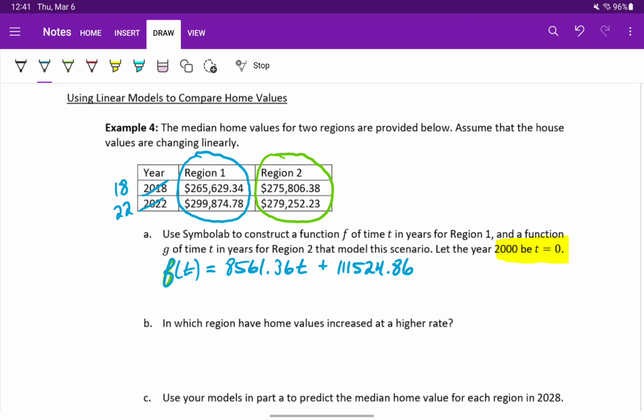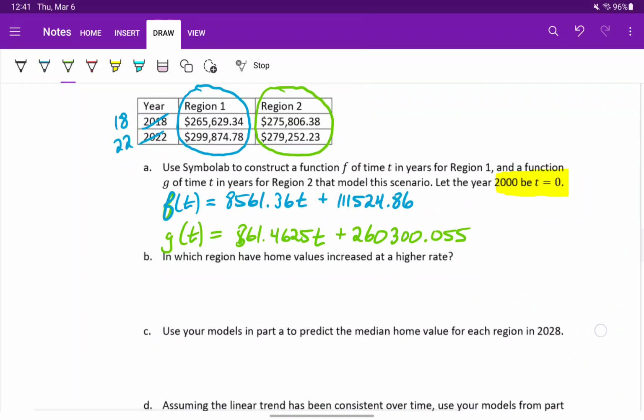Then we would repeat that process using our values of 18 and 22, but paired with the values under region 2, and we should be able to construct a second function, g of t, which would be 861.4625 t plus 260,300.055 if we round to 4 decimal places.